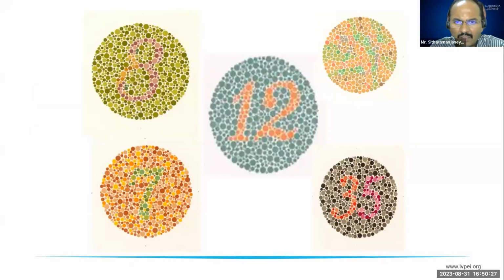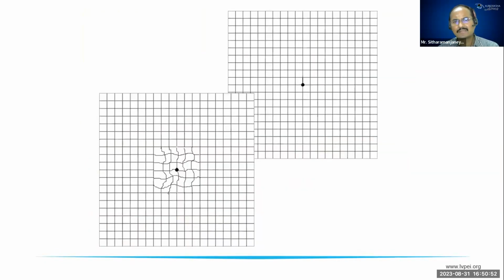The second one is the color vision test. The previous speakers also explained this. Most of the time, damage to the optic nerve or retina can affect color vision, so the color vision test will give you a clue that there is a problem in the retina or optic nerve. The third one is the Amsler chart, which is available in our primary eye care centers. For any patient complaining of field defect, you can do the Amsler chart, which will cover around 20 degrees from the center.